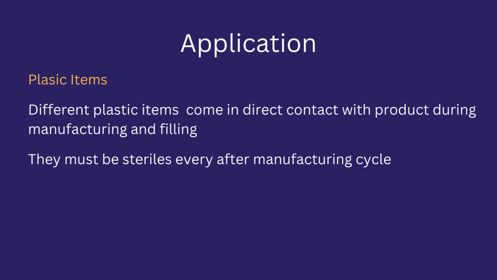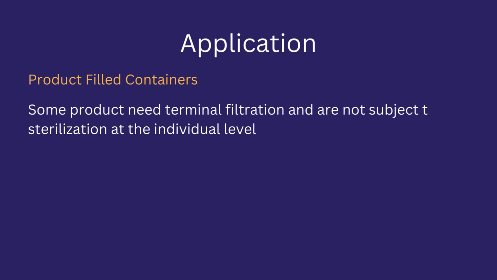Plastic items. Plastic items are also common in sterile processes and are used during product filling and manufacturing. Likewise, they must also be sterilized to prevent contamination through these items. Product filled containers. Some products need terminal sterilization, that is, after they have been manufactured and filled into final finished packaging.